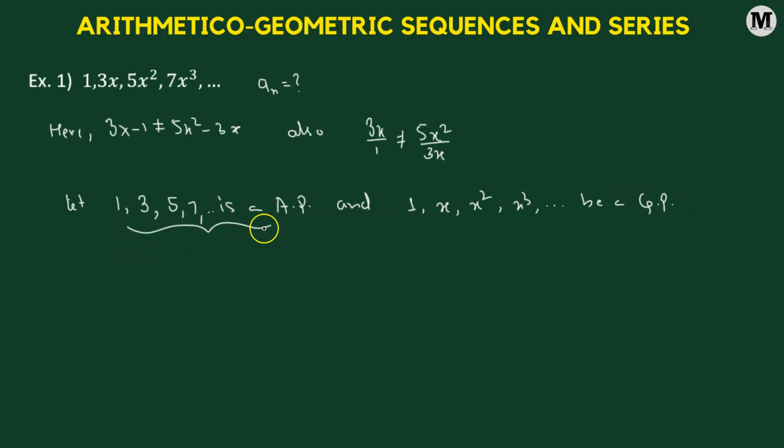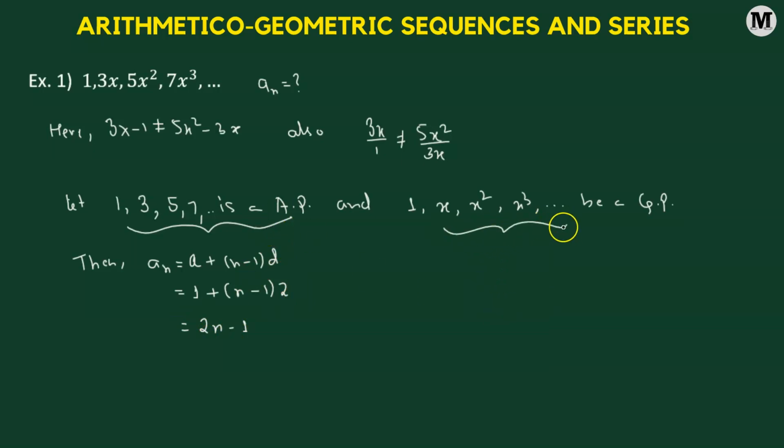Then what is the nth term of the arithmetic progression? In that case, the nth term is given by the formula a plus n minus 1 times the common difference d. So here the first term, that's 1, added to n minus 1 times the common difference d, and d is going to be 2. When we simplify this, we get 2n minus 1. So this is the nth term of the arithmetic progression.